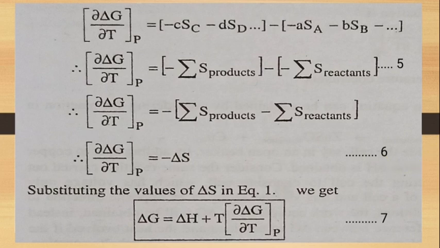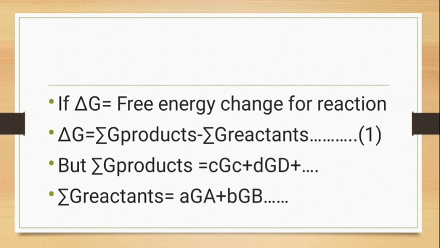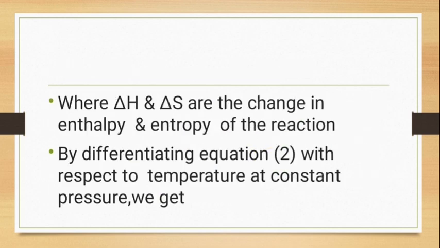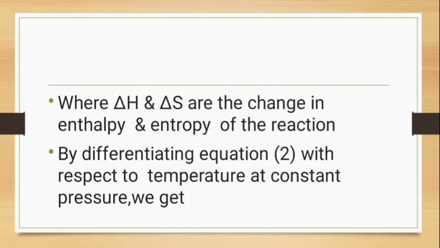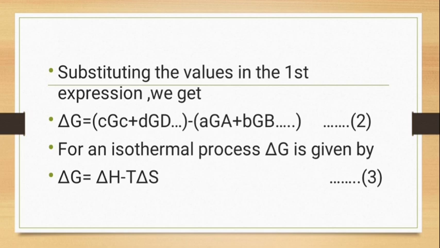Now substituting the value of ΔS in equation 1, we get. So see, our equation number 1 is here. ΔG is equal to summation of G products minus G reactants. So our equation is ΔG is equal to ΔH plus TΔS. Instead of 1, you can write equation number 3: ΔG is equal to ΔH minus TΔS.